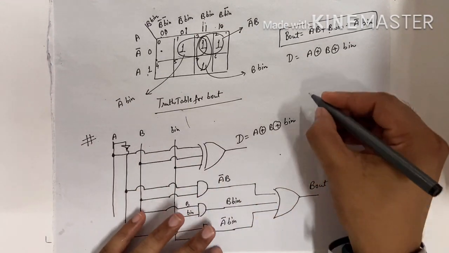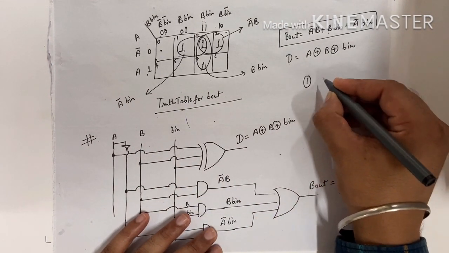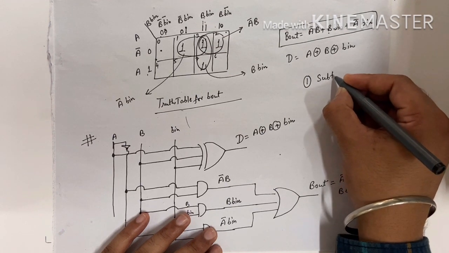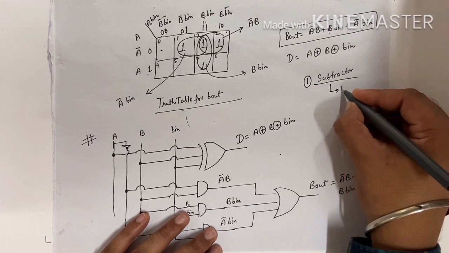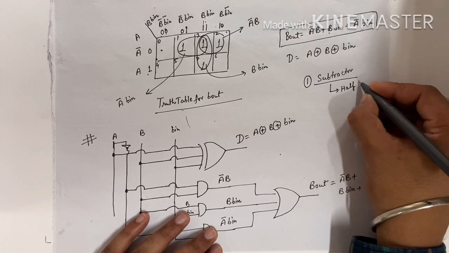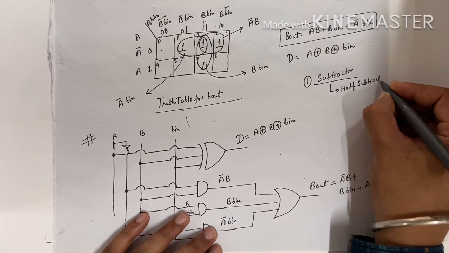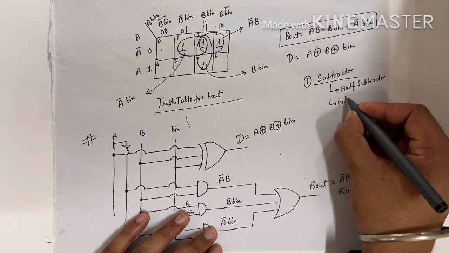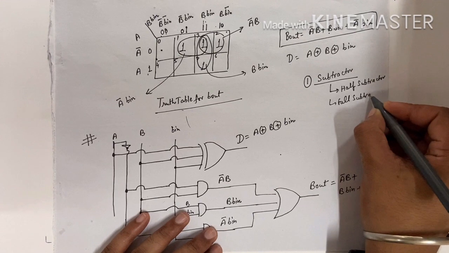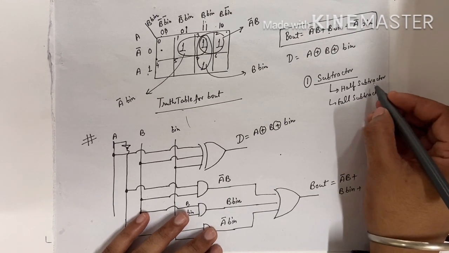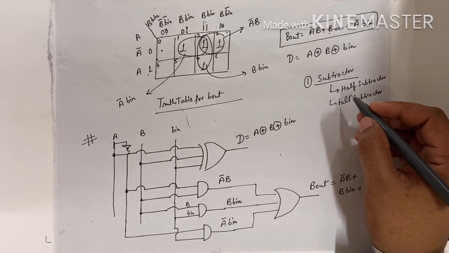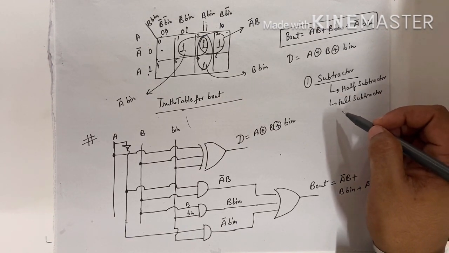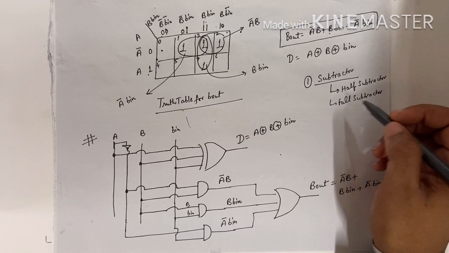So in this video we learned about the subtractor. Subtractors are classified in two categories. First is half subtractor and full subtractor. Okay, so we can see in the half subtractor the difference is the XOR of two inputs, and in the full subtractor we can also see that the difference is XOR of all 3 bits. This is about the subtractor.